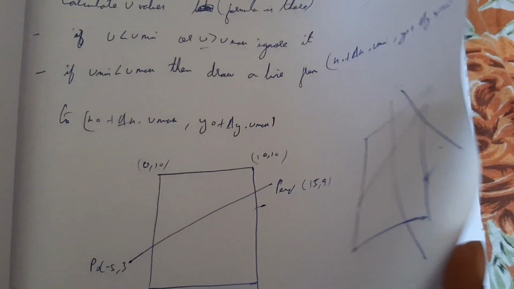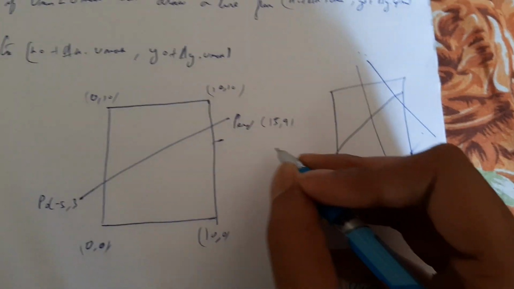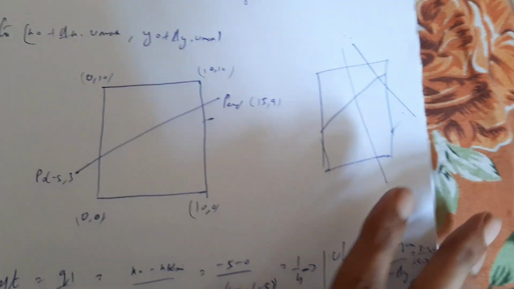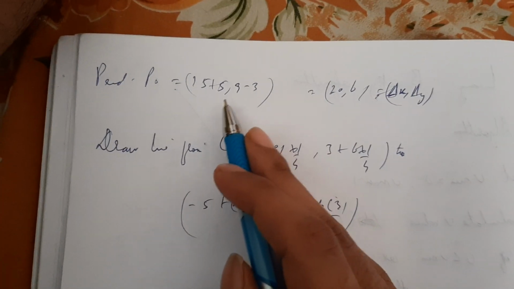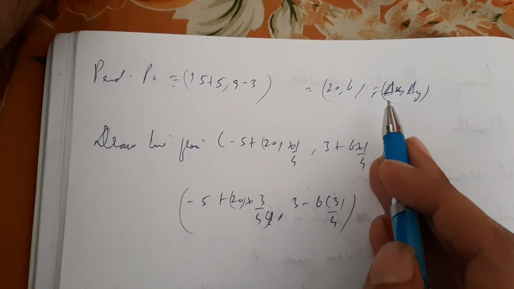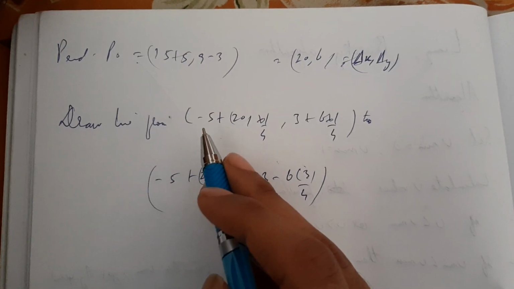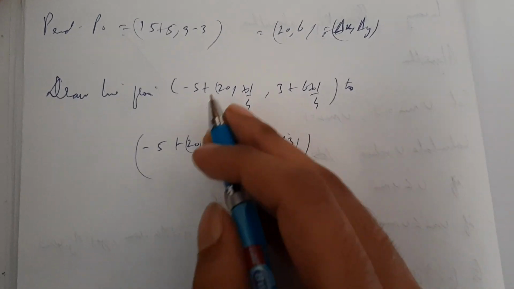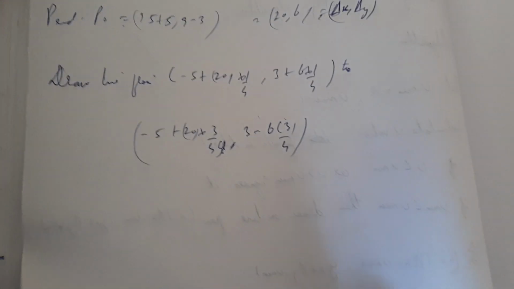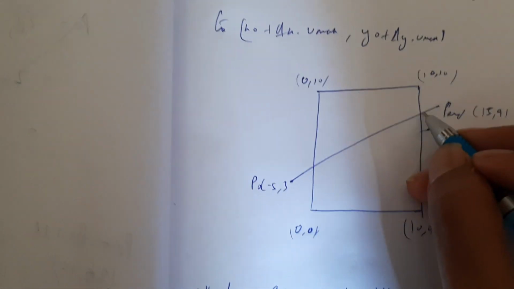Now del x and del y are nothing but the difference in points. Minus 5 comma 3 is over here, and 15 comma 9 is here. If we put the formula, we get 20 comma 6, that is del x comma del y. Now we draw a line from minus 5, substituting the values. We get some values, and these values are nothing but these coordinates, from this to this.